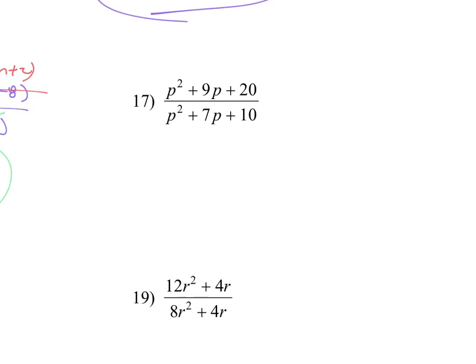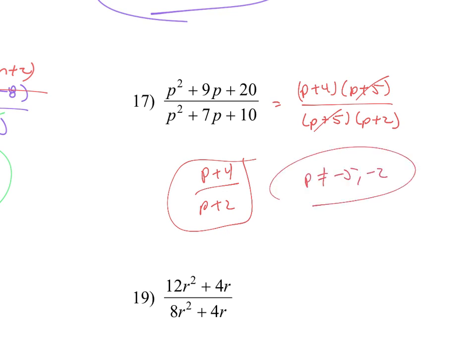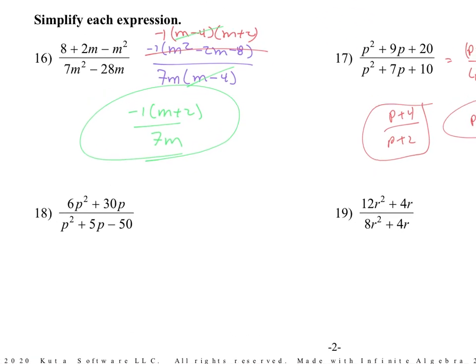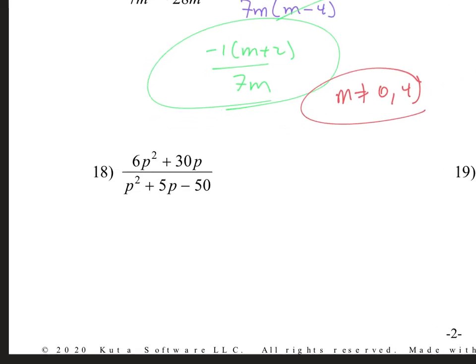All right, let's factor everything here. So what factors of 20 add to give you 9? 4 and 5. I'm not going to state the excluded values, or I guess I can, but p plus 5 and p plus 2. Boom, boom. So p plus 4 over p plus 2. Remember, p cannot equal negative 5 and negative 2. I'll come back over this one. M cannot equal 0 or 4. Just keep getting in that habit.